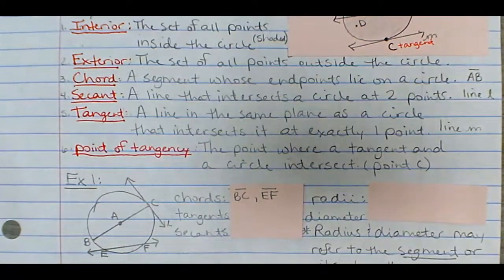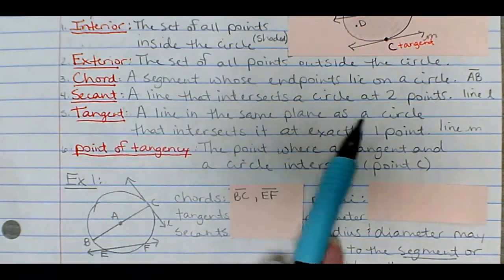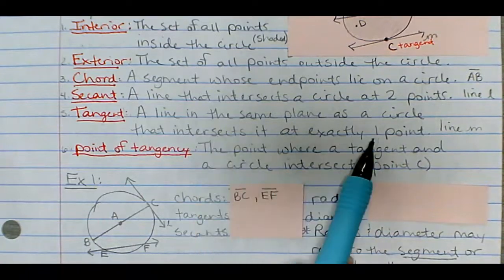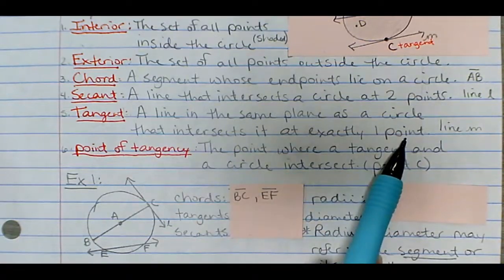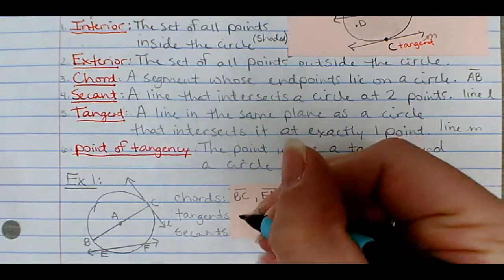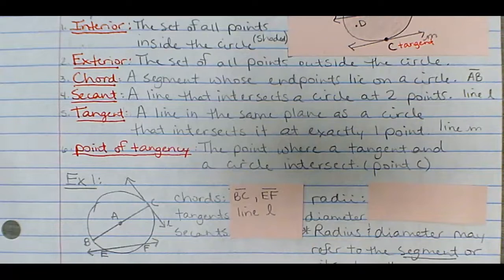For tangents, remember that a tangent is a line in the same plane as a circle, so on the same diagram, that intersects it at exactly 1 point. So the line can only touch the circle at 1 point, and that would be right here. That's line L. It is the only tangent that we can write from this drawing.